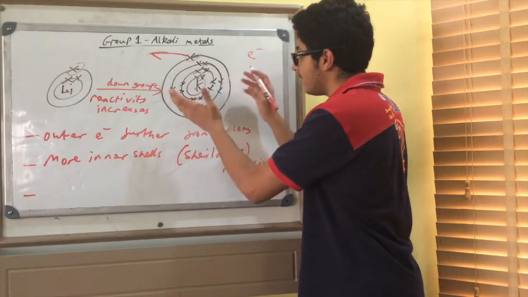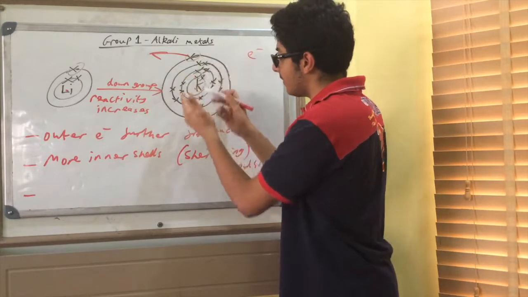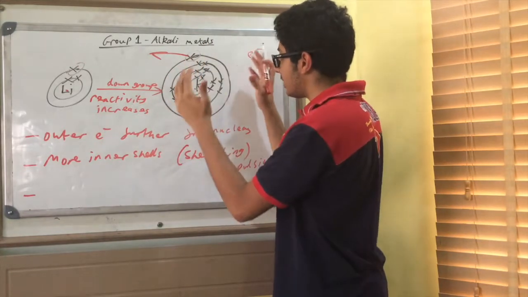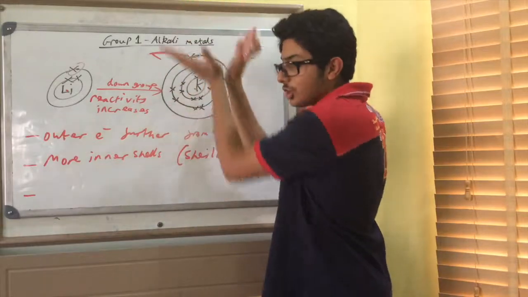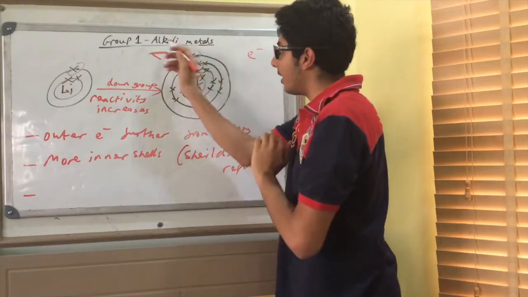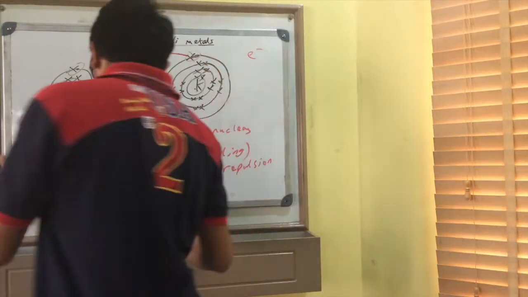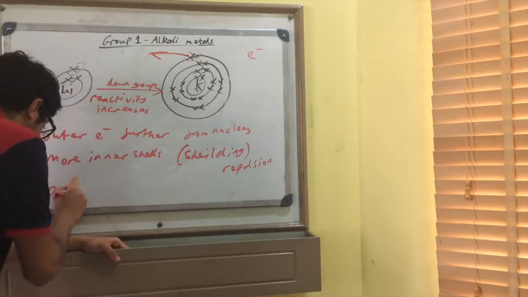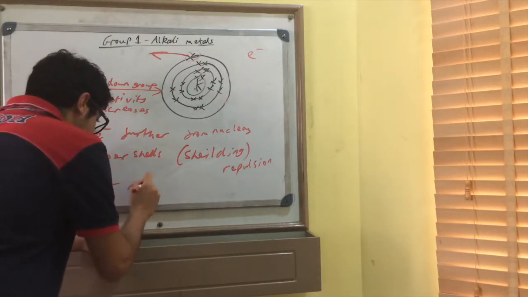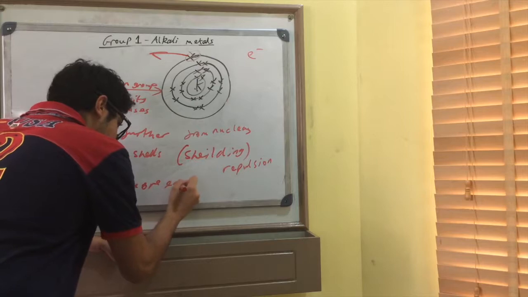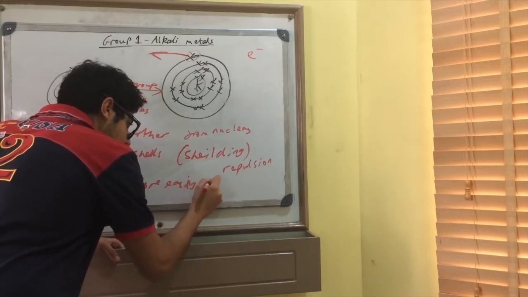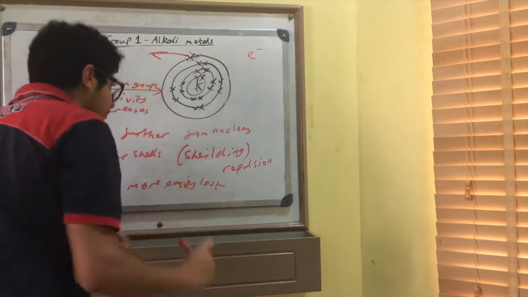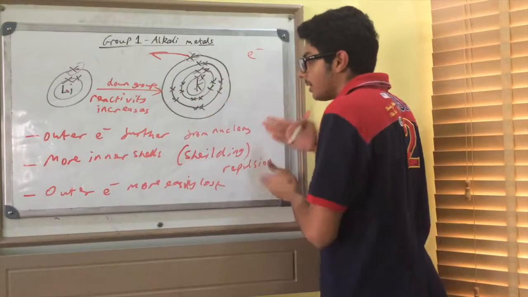So all these electrons are negative. This electron is also negative. More electrons, more inner shells, more repulsion, pushing that outer electron away. And so therefore, the outer electron is more easily lost. And those are your 3 basic marking points.